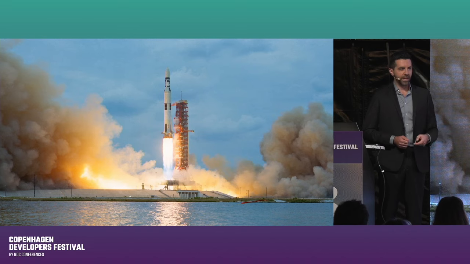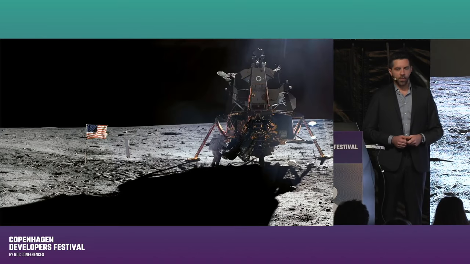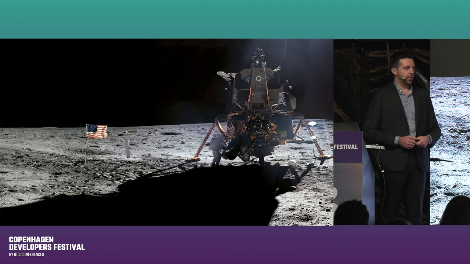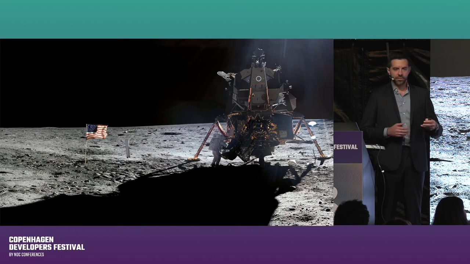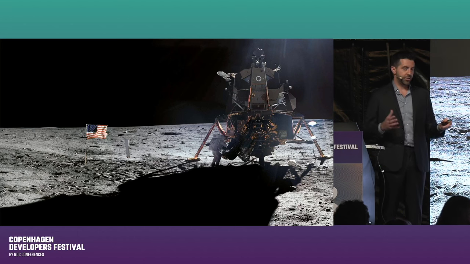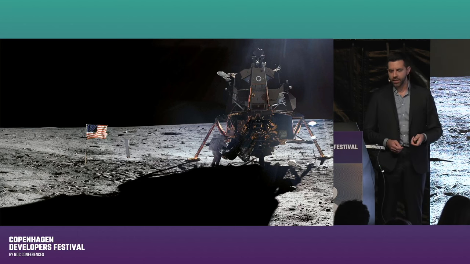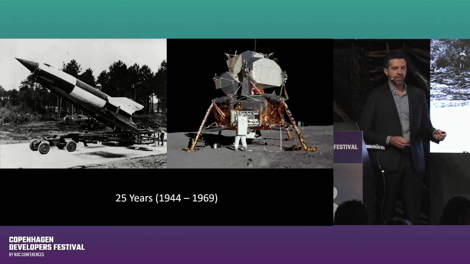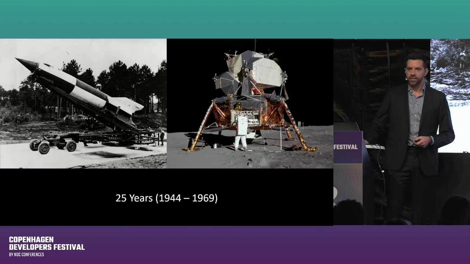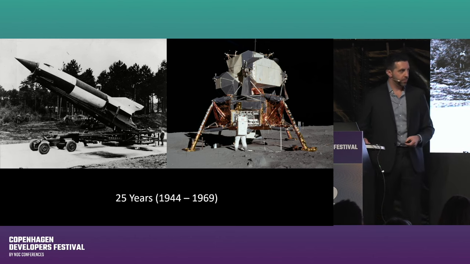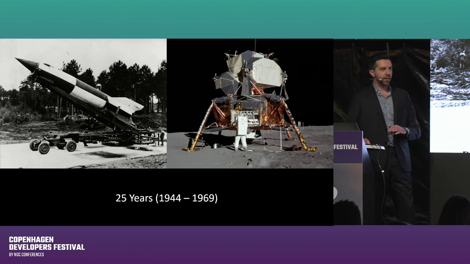And this all culminated in the conclusion of the race with Apollo 11, July 20th, 1969, humans setting foot on the moon for the first time. And this kind of summarizes the race, which is interesting in itself, but what's really fascinating here is the time scale. In 25 years, from 1944 to 1969, we went from a V2 rocket that could barely cross the English Channel to landing and walking on the moon. And 25 years, that is unparalleled in terms of technological advancements.